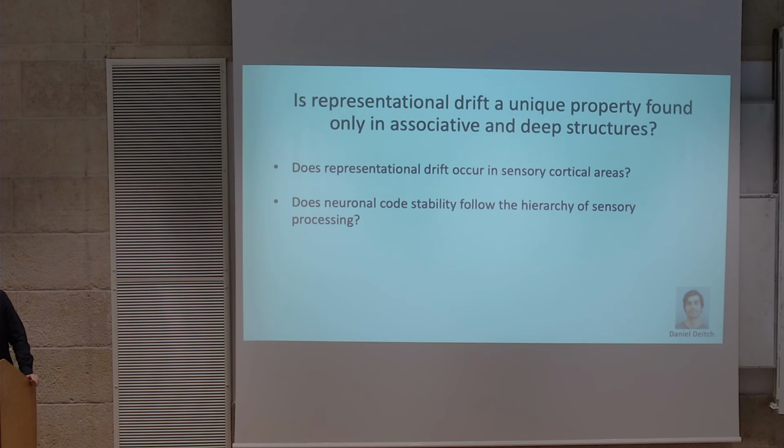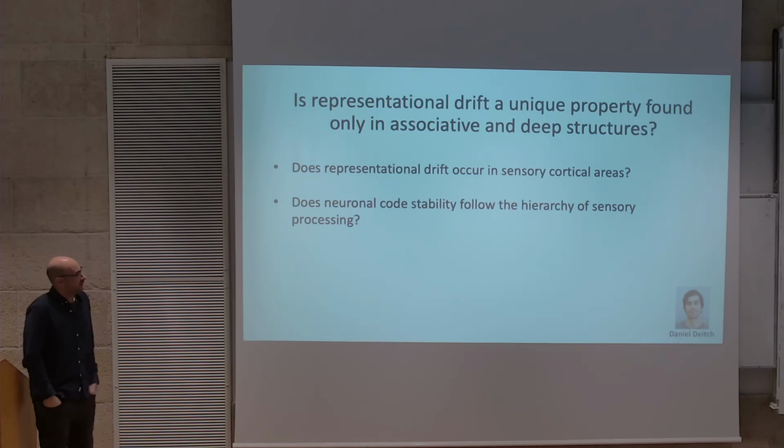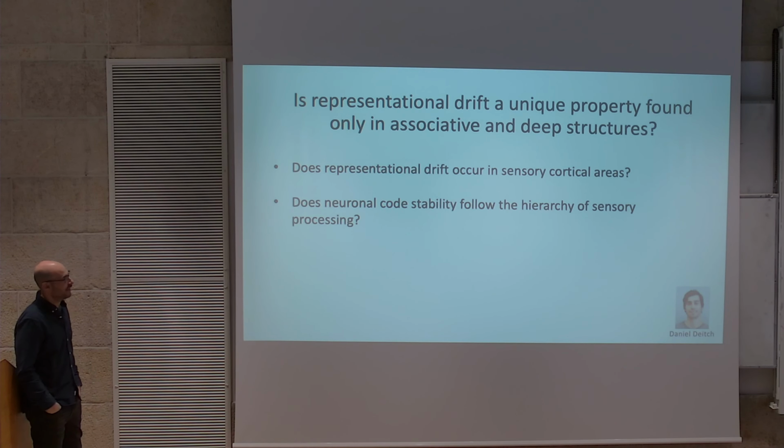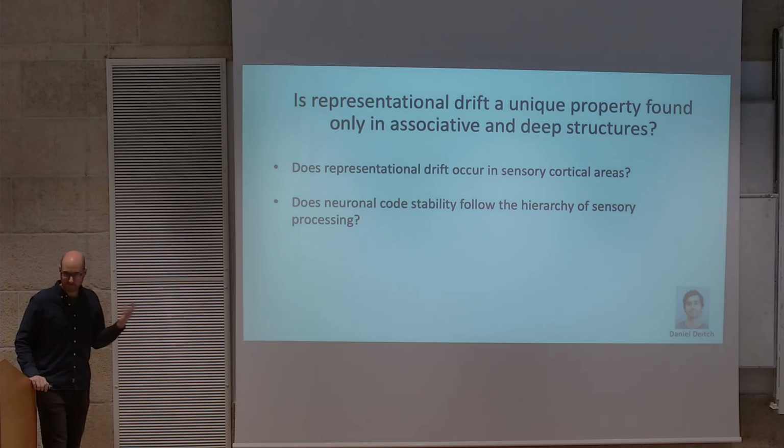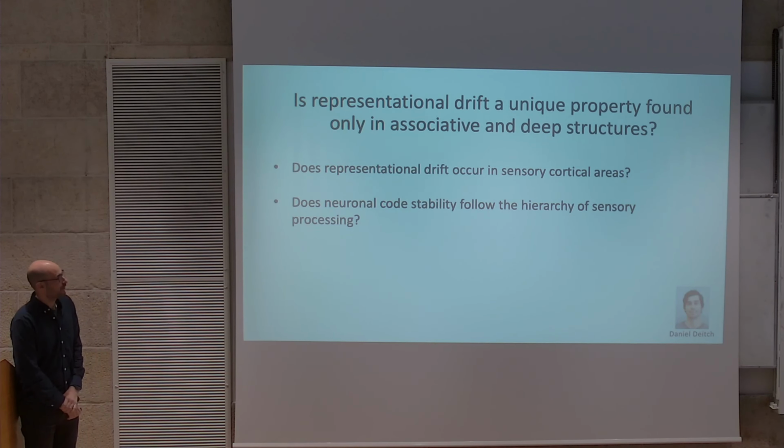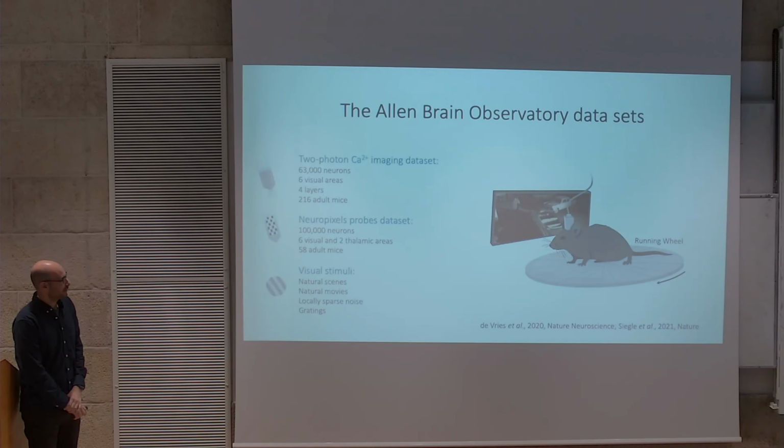All right. So lastly, we ask: is representational drift a unique property that is found only in deep or associative brain structures? And specifically, we were curious to know if representational drift occurs also in sensory cortical areas, and does neural code stability follow the hierarchy of sensory processing? And to address this question, we, and by we I mean Daniel Ditch in the lab, took advantage of freely available data sets from the Allen Brain Institute, the Allen Brain Observatory data sets.